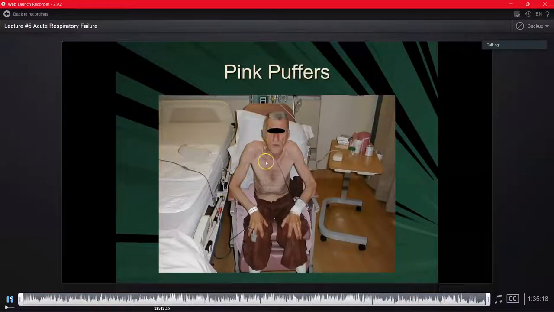Let's get to a pink puffer. Here's my gentleman. You can see it. Look at that AP diameter. Definitely not a, and don't get me wrong, he's wide, but you can see how bulged forward his rib cage is. More barrel-like. Worn out. Tired. Look at that tripod position.